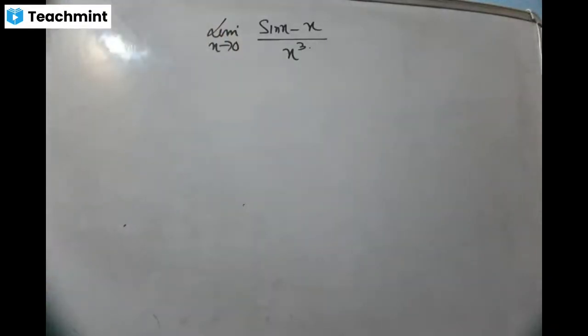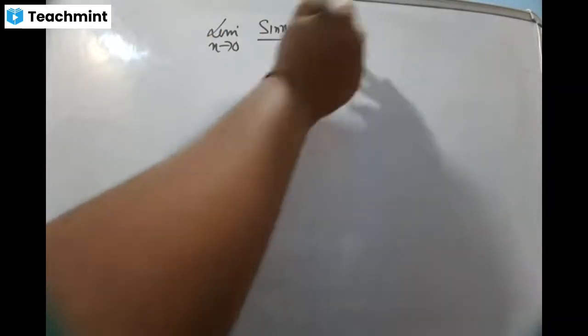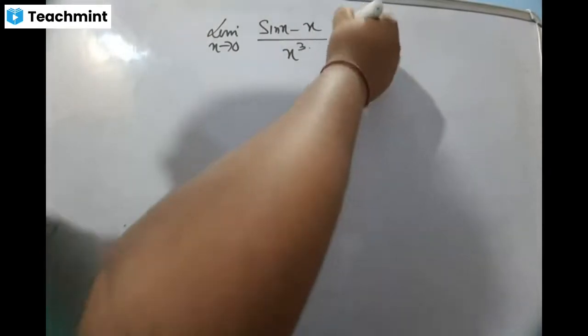So I need to differentiate this how many times? 3 times. Because when you differentiate once, you get 3x square. When you differentiate twice, you get 6x. And finally, 6 into 1. So I have to apply L'Hospital's theorem 3 times here. Everyone pay attention. Put the value of x as 0. So 0 cube is 0, so it is 0 by 0 form.